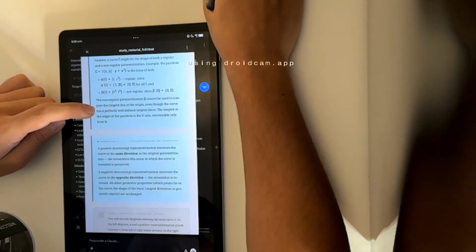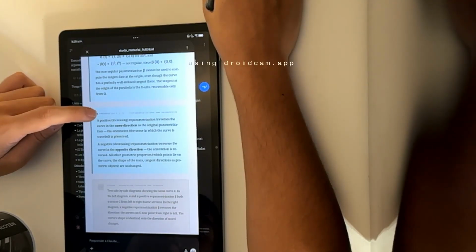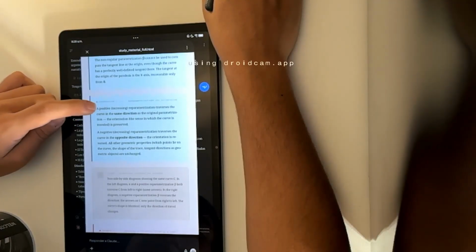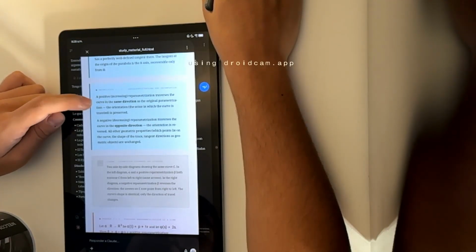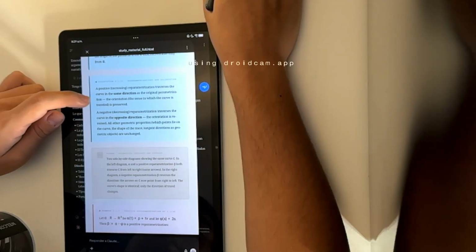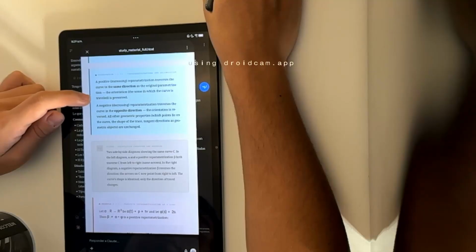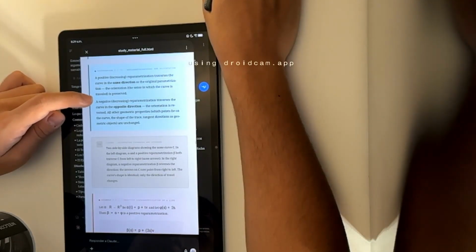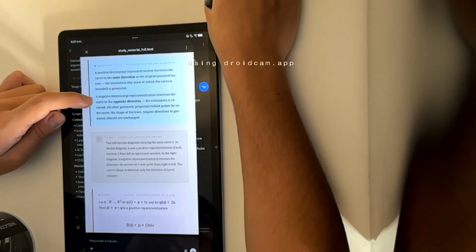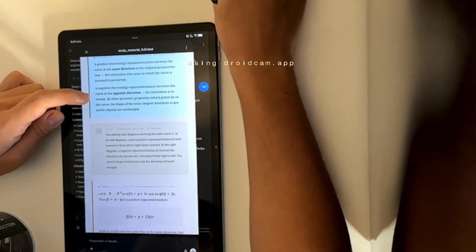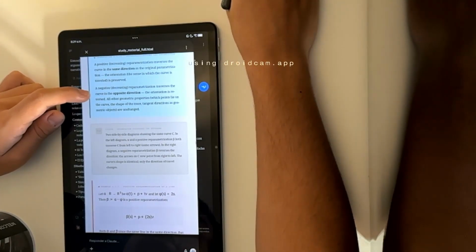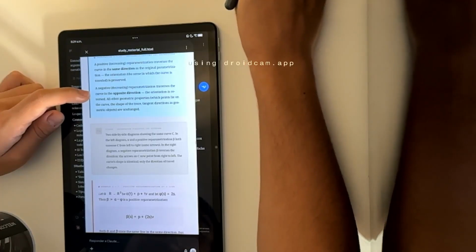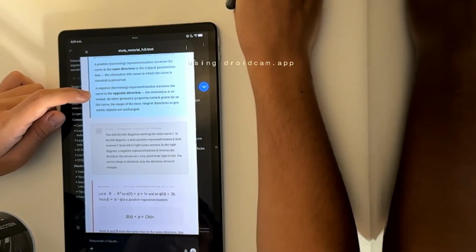Recoverable only from alpha. A positive increasing reparametrization traverses the curve in the same direction as the original parametrization. The orientation, the sense in which the curve is traveled, is preserved. A negative decreasing reparametrization traverses the curve in the opposite direction. The orientation is reversed. All other geometric properties, which points lie on the curve, the shape of the trace, tangent direction as geometric objects, are unchanged.